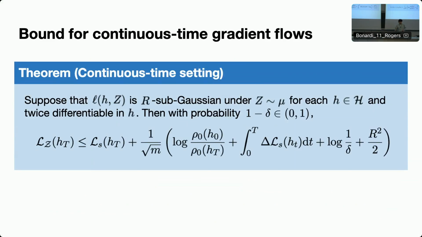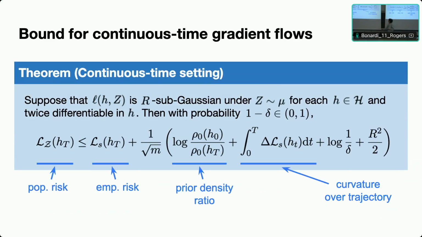So what do we get from this? So this is the main result for the continuous time algorithm. So very simple assumptions. We assume that L is R sub-Gaussian under mu and is twice differentiable. And with this alone, we can bound the population risk by the empirical risk as well as this stuff. So what is this stuff? So this term here is basically the curvature over the trajectory. So we integrate over the curvature.